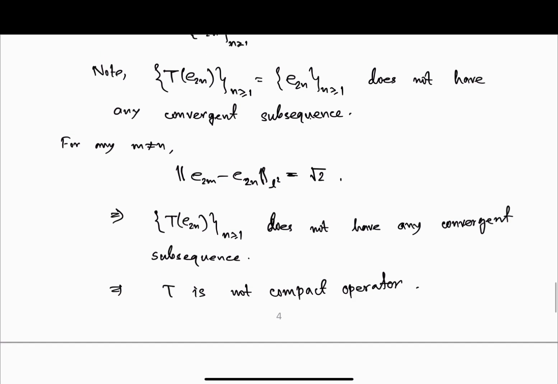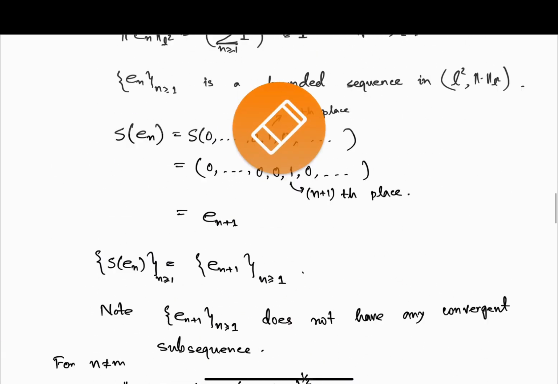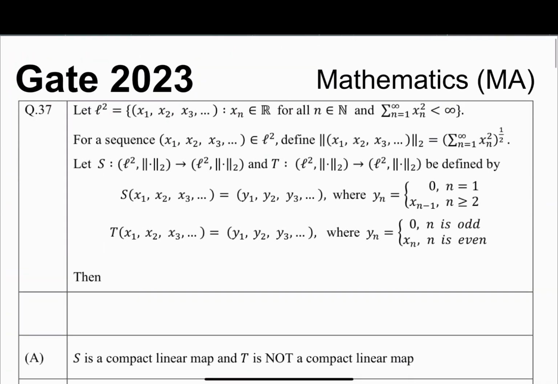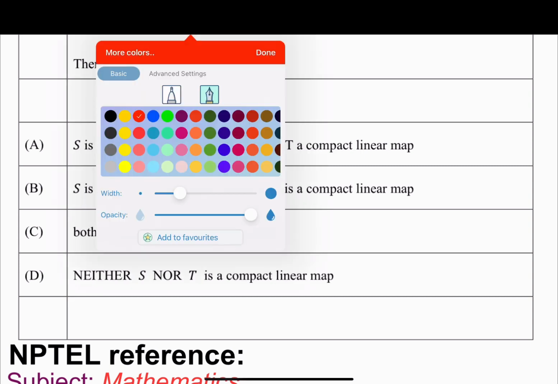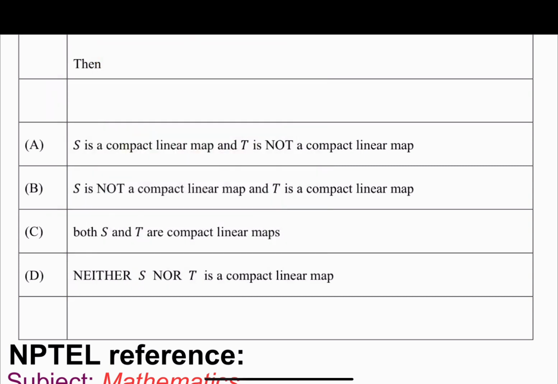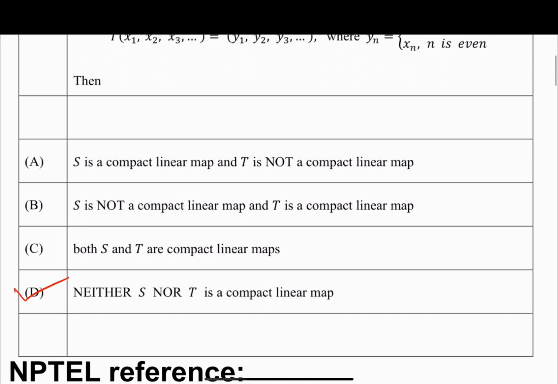So we have got that S is not a compact operator and T is also not a compact operator. So which option is correct here? Option A, S is a compact operator, is false, B is also false, C is also false, so D is correct: neither S nor T is a compact linear operator. So option D is correct. Okay.